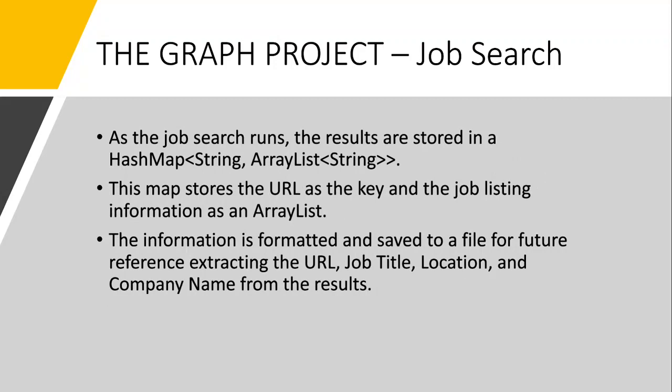As the job search runs, the results are stored in a hash map. This map stores the URL as the key and the job listing information as an array list. The information is formatted and saved to a file for future reference, extracting the URL, job title, location, and company name from the results.